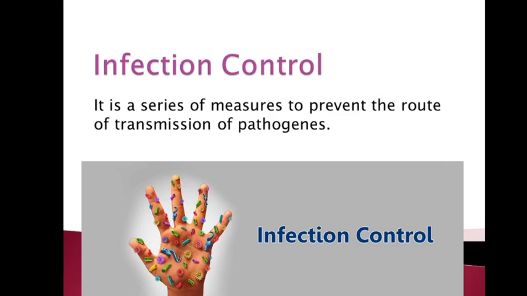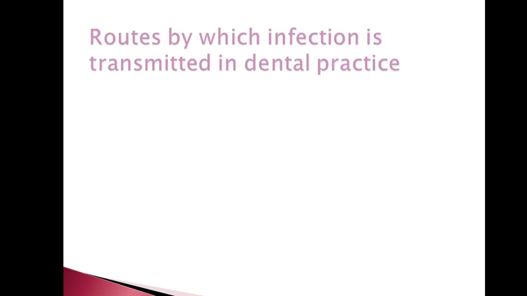We're going to talk about what is infection control. It's a series of measures to prevent the route of transmission of pathogens. For the pathogen to pass into the human body, it passes through a certain route of transmission. So we have to interrupt this route of transmission in order to prevent the passage of pathogens into the human body.